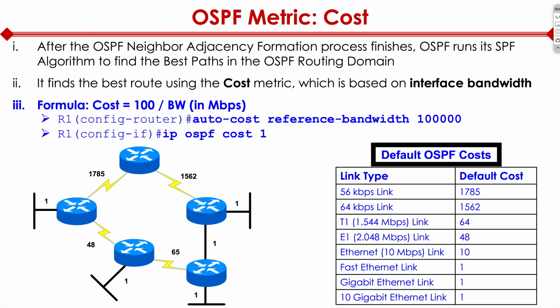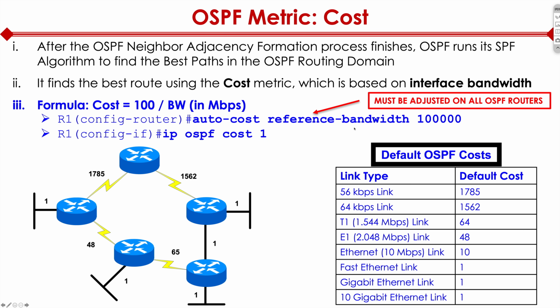Here's another way of specifying cost at the interface level. You can type in ip ospf cost and then the cost of 1. Remember, cost of 1 is most preferred. And one last thing I want you guys to keep in mind is once you change the reference bandwidth command, it must be adjusted on all OSPF routers. So you cannot type in this command on just one router and be done with it. You're going to have to specify it on all OSPF routers in your environment so they can calculate and run their SPF algorithm accordingly to find the best path around the network.